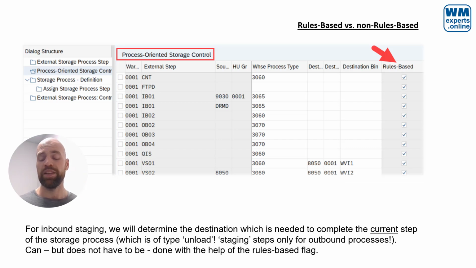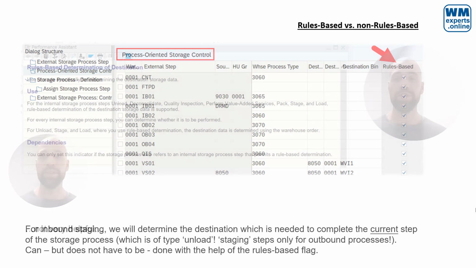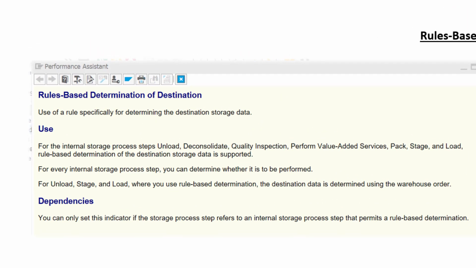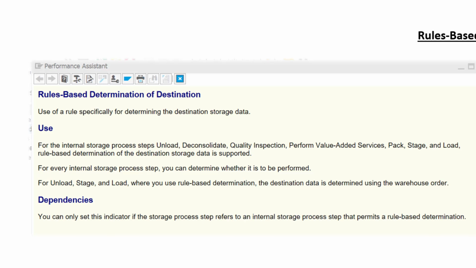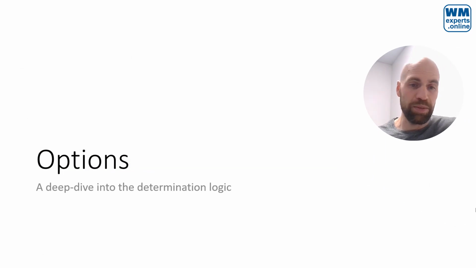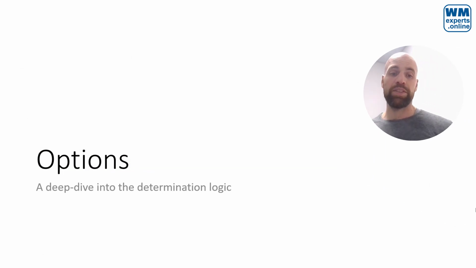Apart from that, there is nothing in the system that helps you to understand the rules-based flag. There is a help text included in the system that just says, okay, for those internal steps, you can use rule-based determination. That's not very helpful, so at the end of the day, we need to look into the code again, and that's what we are going to do now with this short deep dive.